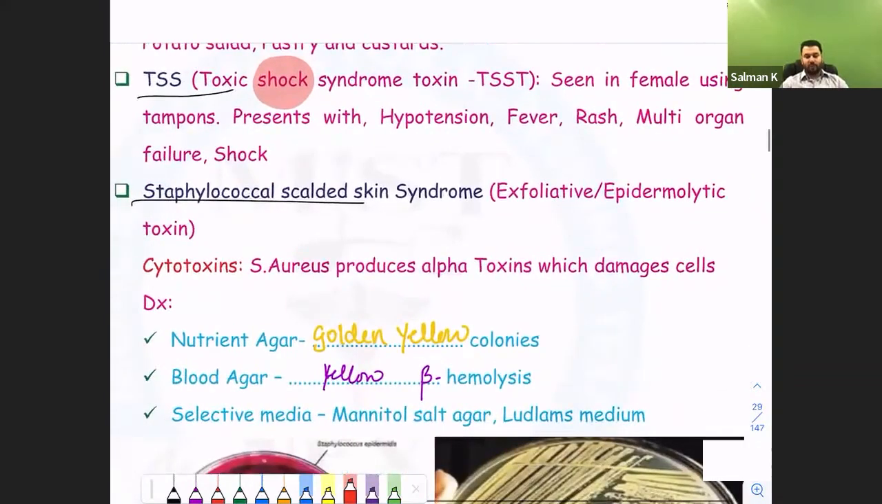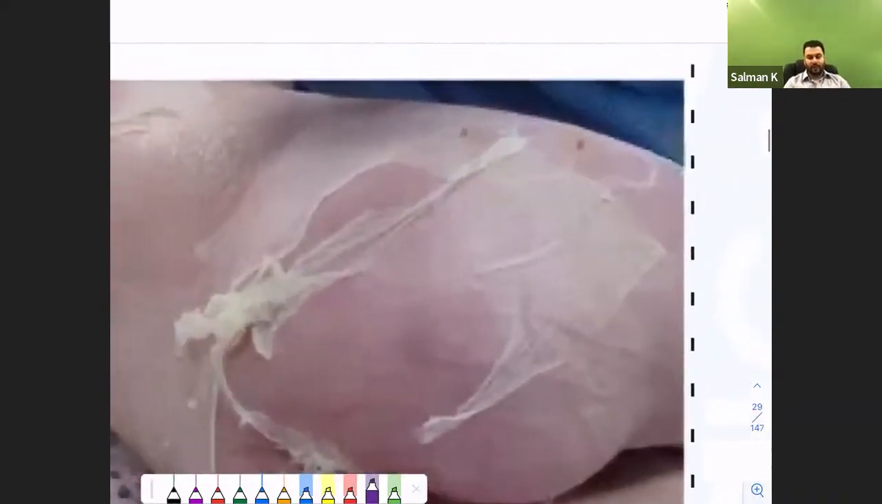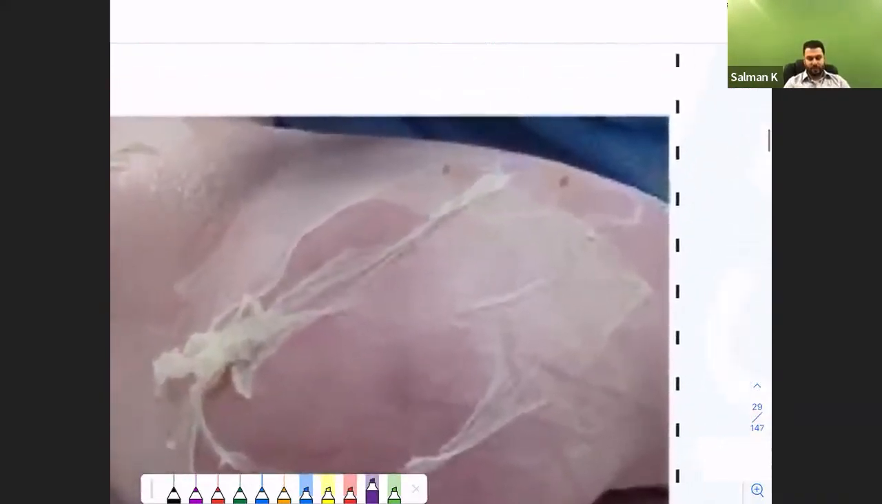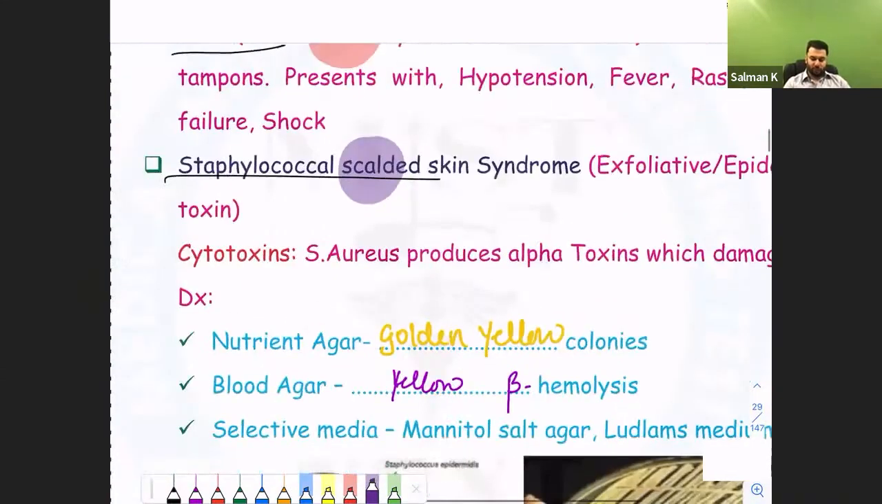Next, staphylococcal scalded skin syndrome. As the name says, scalds means burn-like disease, which is going to peel off. So you can see this example and easily remember skin is peeling off in this example. This is the scalded skin syndrome that you should be knowing.